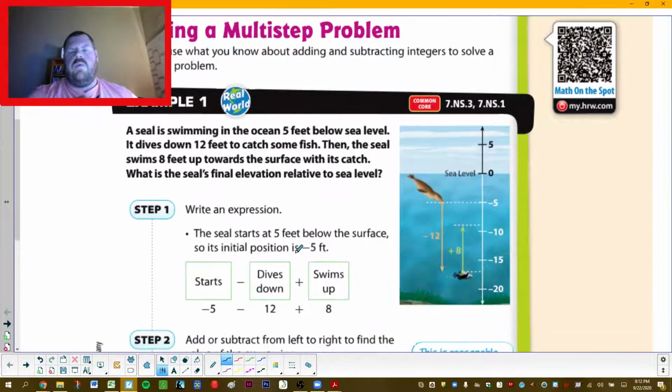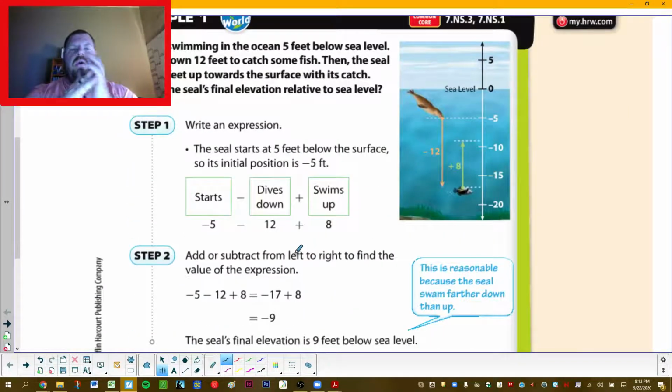Okay, so we want to write this expression. We start with the seal 5 feet below, so that's looking at -5. Then we go down, how far it dives down is 12 more feet, and then it comes back up 8 feet.